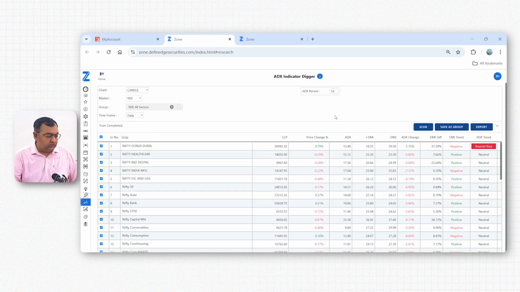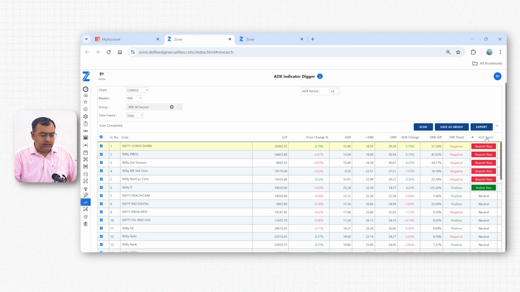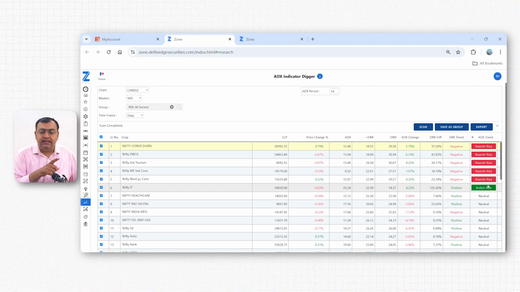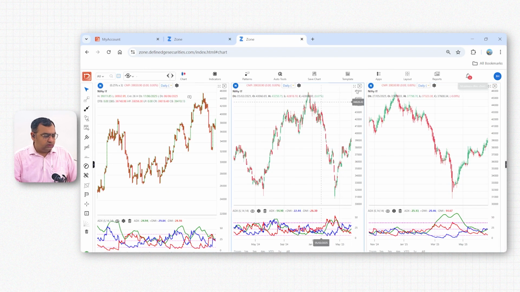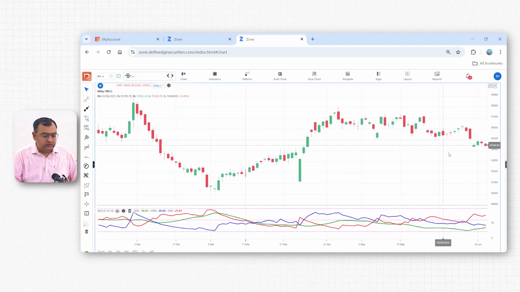So we have around 43 sectors over here, and if I look at the ADX trend, bearish rise, which means ADX is rising with bearish momentum. And look at the negative DI trend, which means negative DI is rising, above the positive DI. If I go on to consumer or FMCG, or Indian tourism, let's go to one of the charts. Look at the positive and negative DI over here. ADX is also rising. So bearish rise is there because negative DI is trending higher.